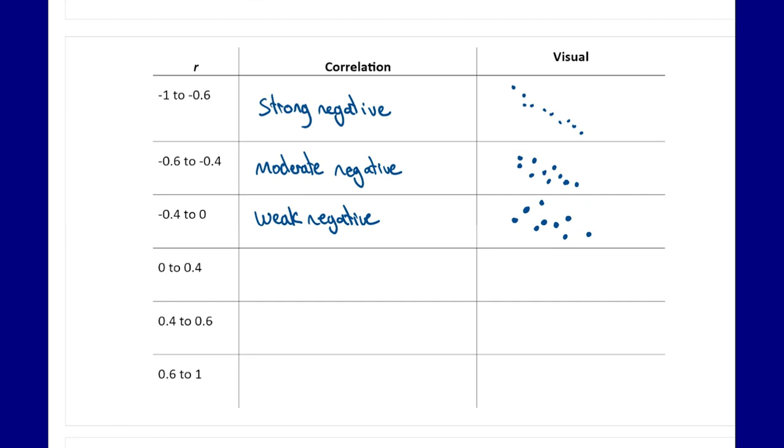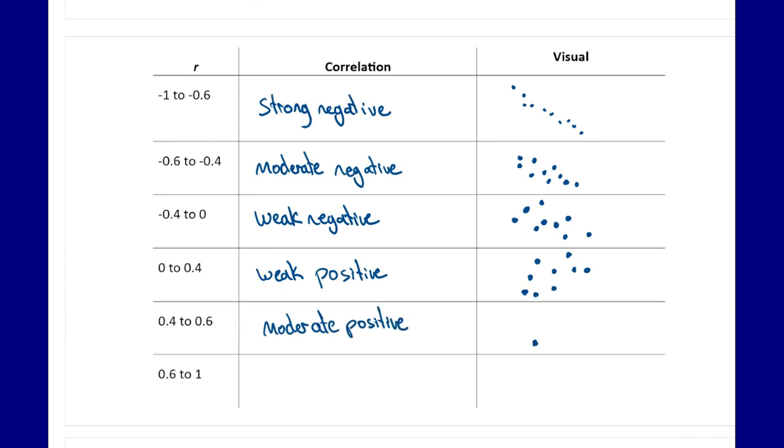From 0 to 0.4, so now we're in the positive values. So it's the exact same kind of idea, except now we're going in the positive direction. So that means our points are going upwards. So this might look something like this. From 0.4 to 0.6, we have a moderate positive.